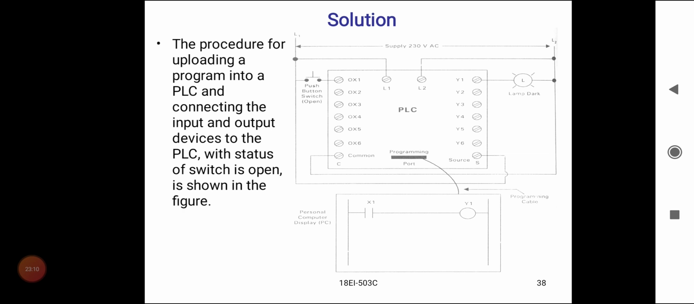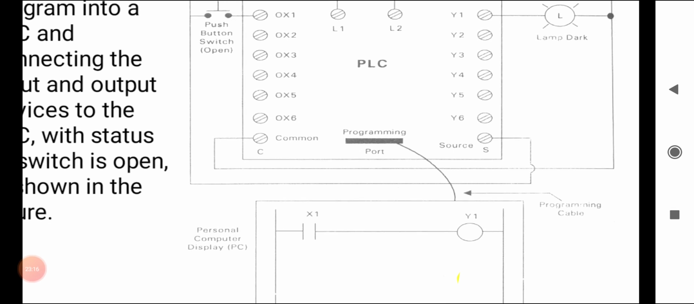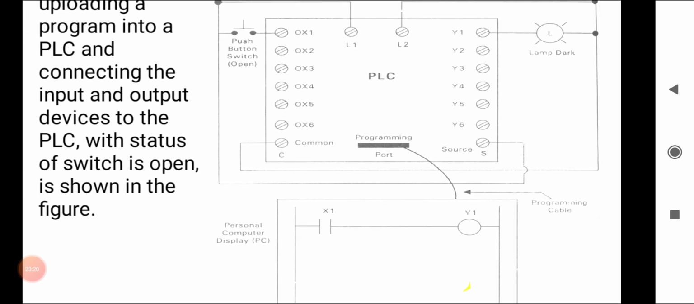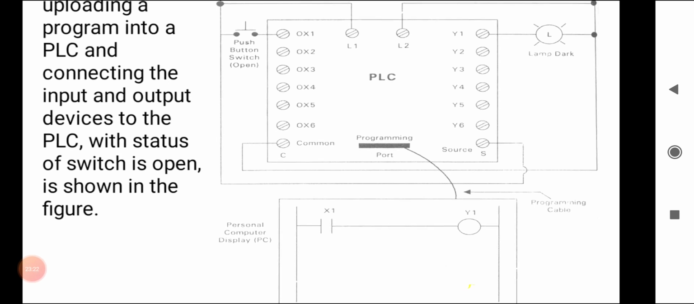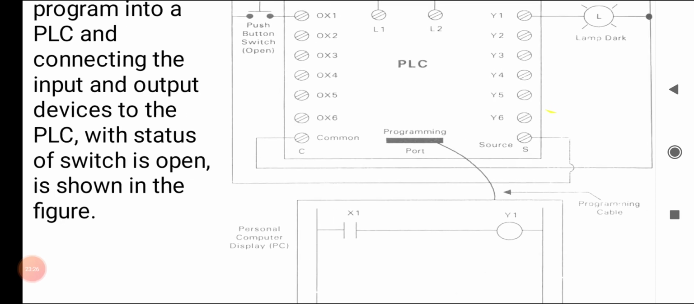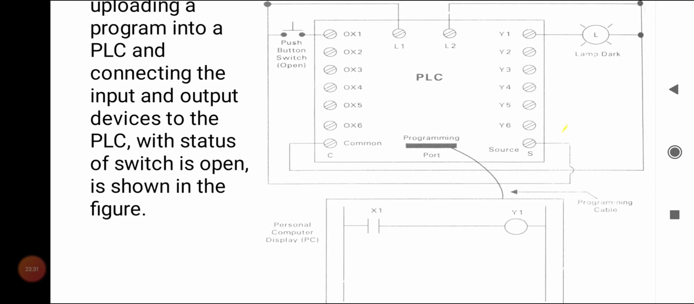Program port is connected. Personal computer display PC. X1 is an input terminal. Y1 is an output terminal. Programming cable. The programming cable port is connected to the PC.